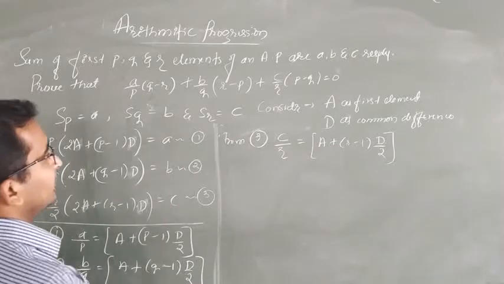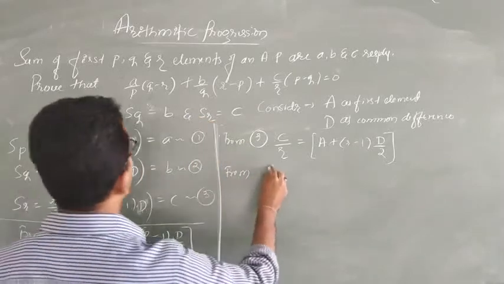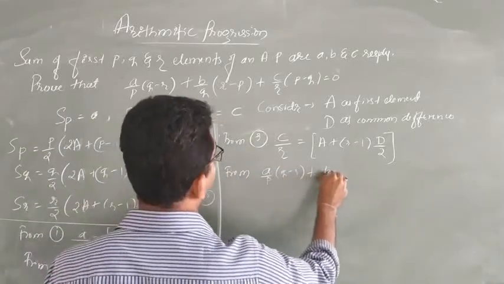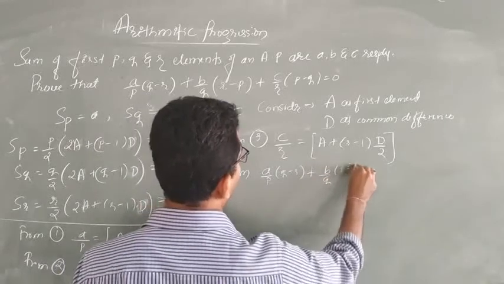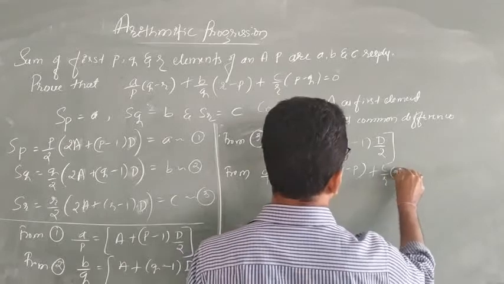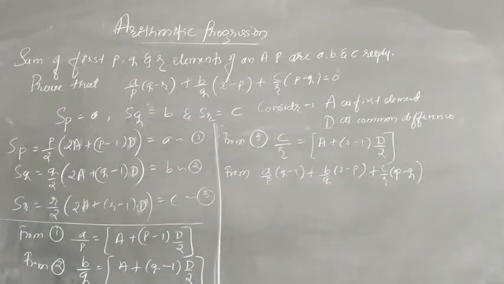Okay, from this condition what they have given, a by p into q minus r, plus b by q into r minus p, plus c by r into p minus q, I should get the answer as 0. Got it?